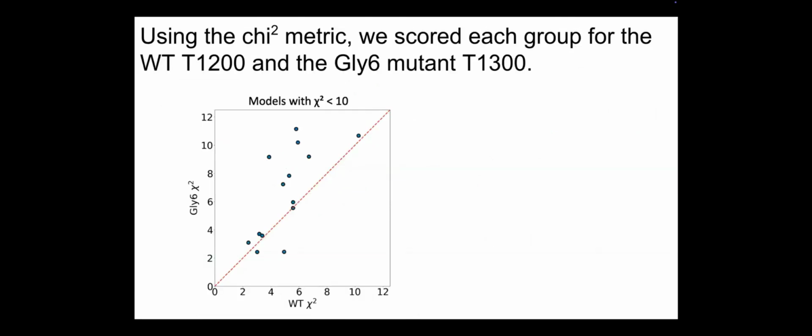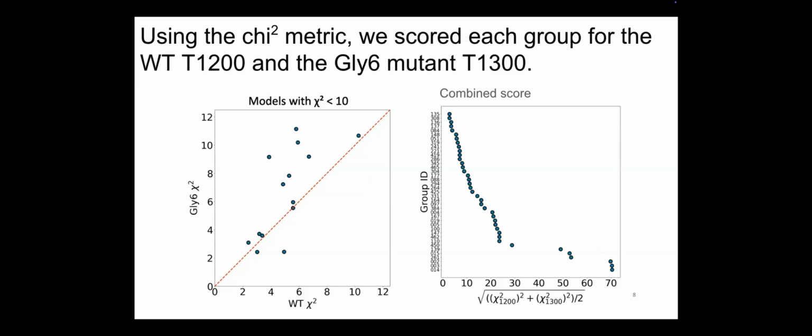When we did this, here is each group, and then the chi-square fit to the wild type data and to the glycine linker. You can see that there's generally a good fit: when a group is good, it is generally good for both. We then did a combined score where we combined both scores, and we took a closer look at the two top groups, the Lindorff-Larsen and the MoMA team.